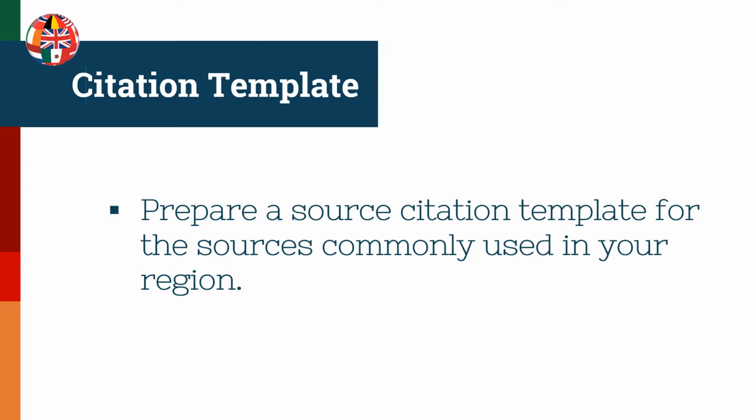As I mentioned before, having a source citation template can greatly help you as you are working through your research. You would want to do source citations for the sources commonly used in your region. So if you are searching in the United States, you would want to have United States Census source citations. If you are working in a European country, then you would want to have templates for perhaps the baptism records or the civil registrations. So you will know, because you have focused so much on your region, what the common sources are, and have a template with those source citations.